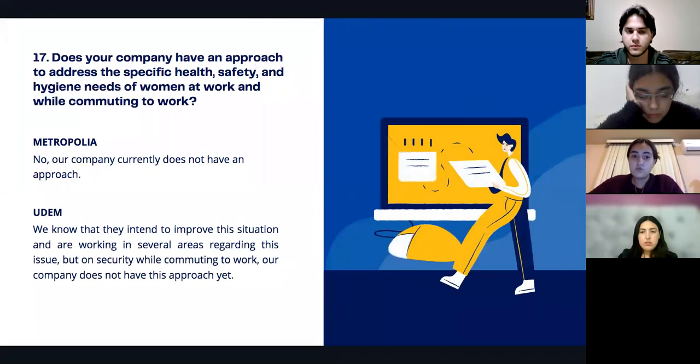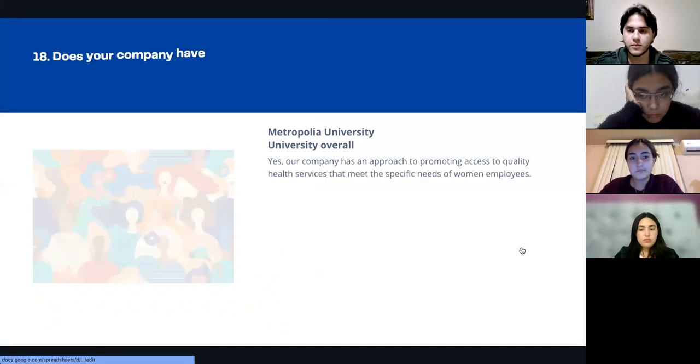And also, about addressing the specific health, safety, and hygiene needs of women. We know that they intend to improve the situation and are working in several areas regarding this issue, but on security while commuting to work, our company does not have this approach yet.